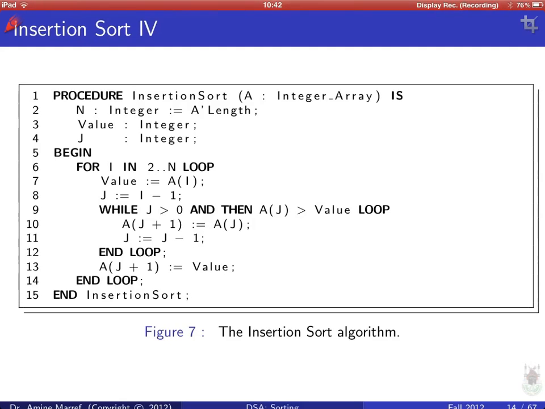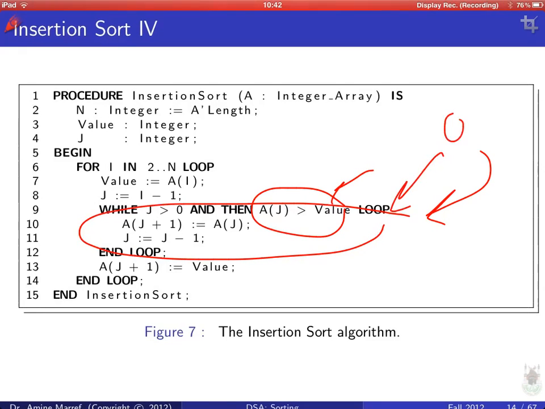Yeah, true, exactly. If the sequence is in increasing order, and we are trying to sort in increasing order, like this algorithm is implementing, then this condition will never be true. It's increasing order, so all the values to the left are going to be smaller. So this condition will always be false. So this loop will never execute.